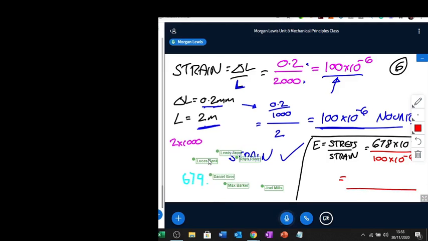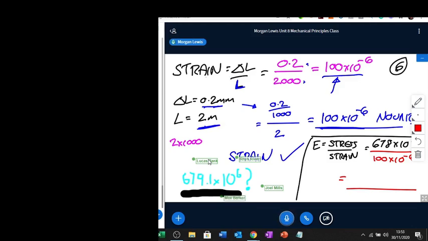678 times 10 to the 6 divided by 100 times 10 to the minus 6. Press E and G, please, to get it into engineering form. Right, it's a funny number, isn't it? 678 times 10 to the 6 equals that, divided by all of that, which is 100 times 10 to the minus 6.